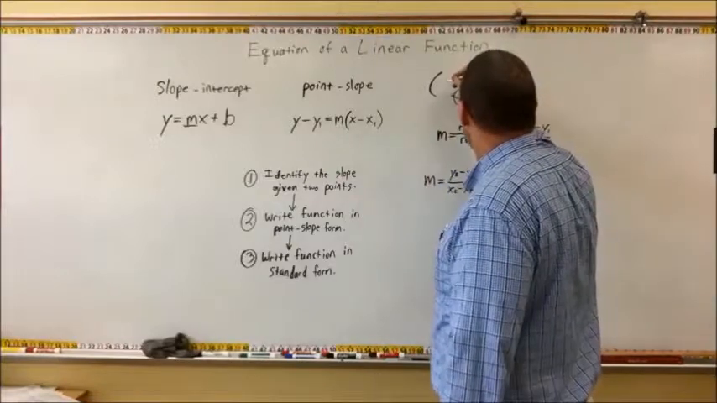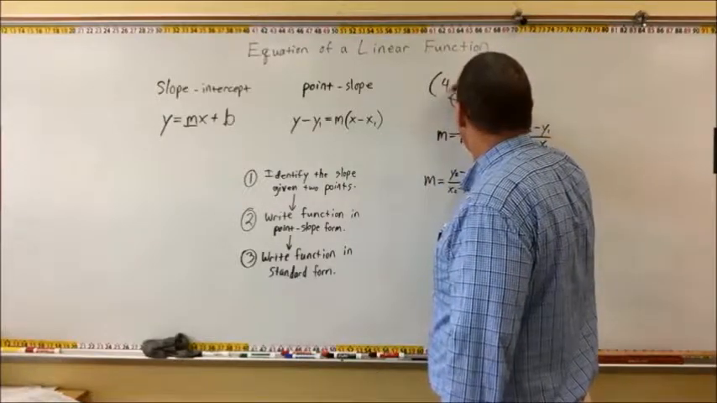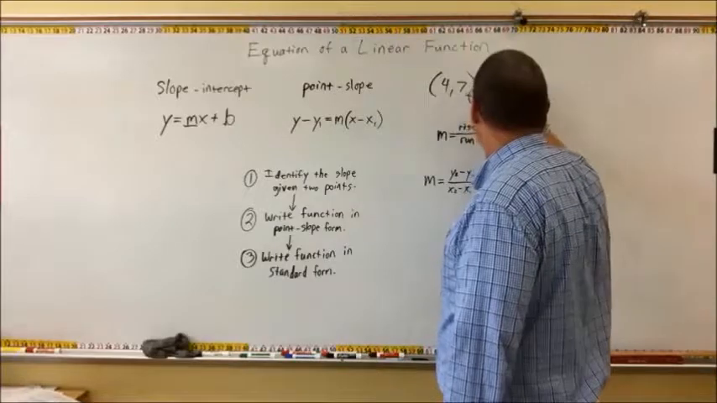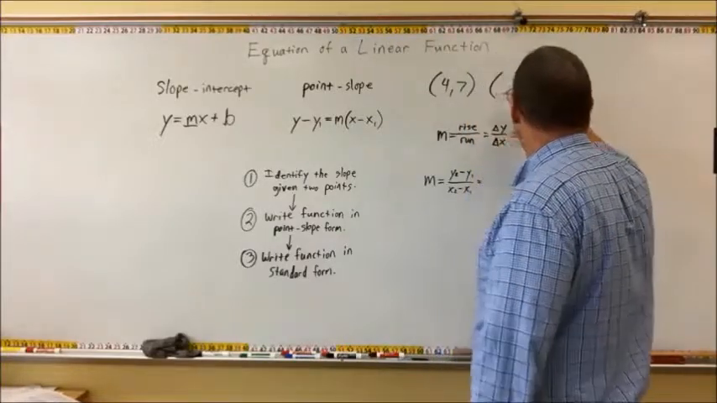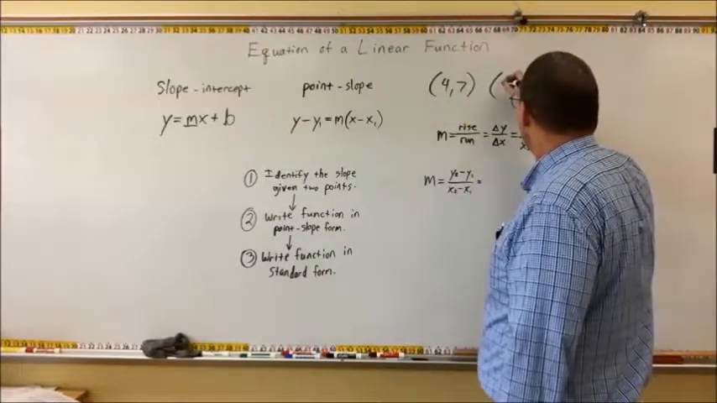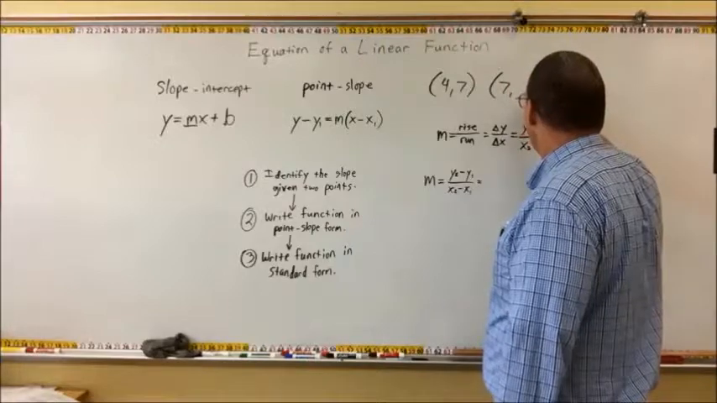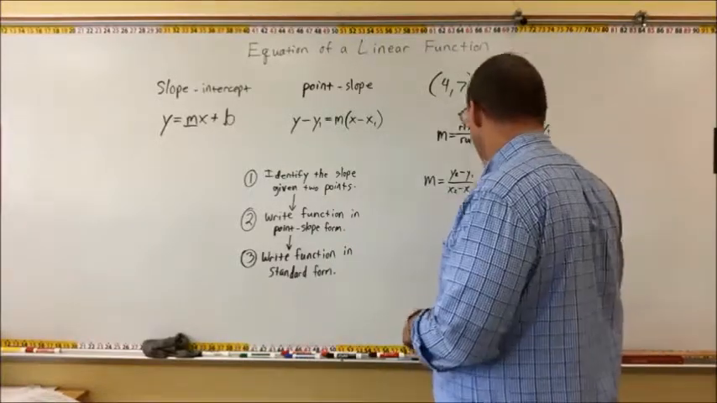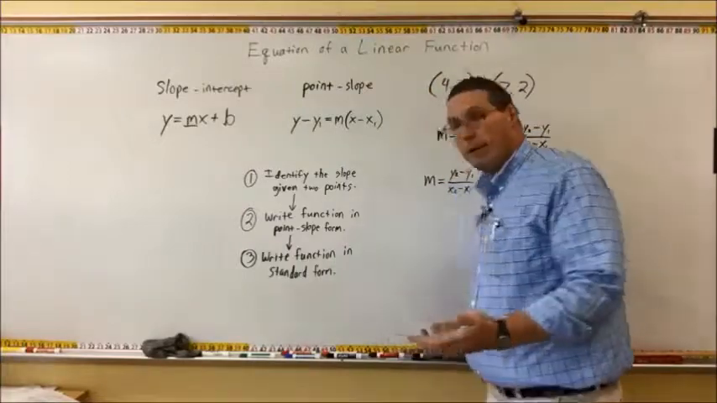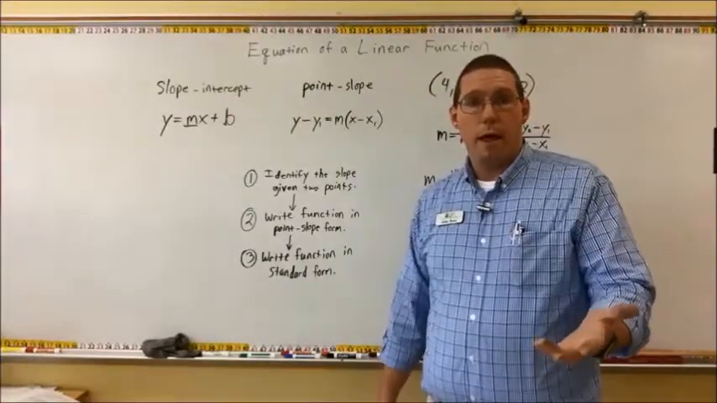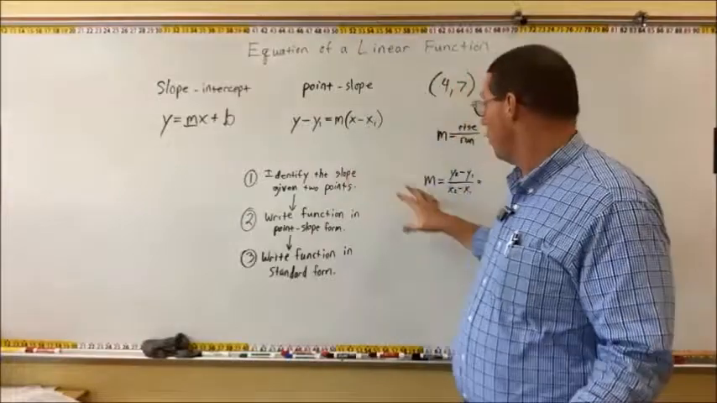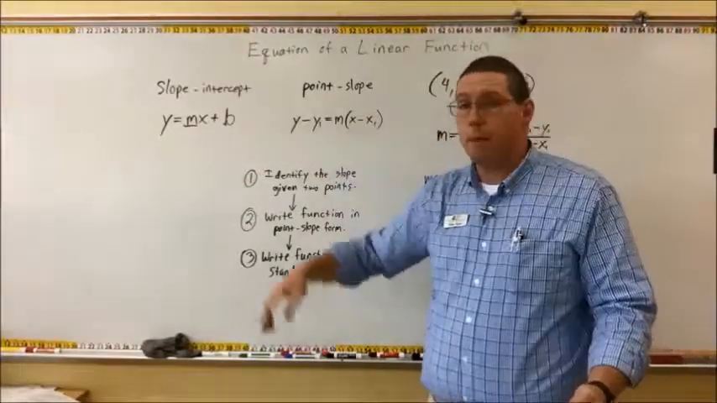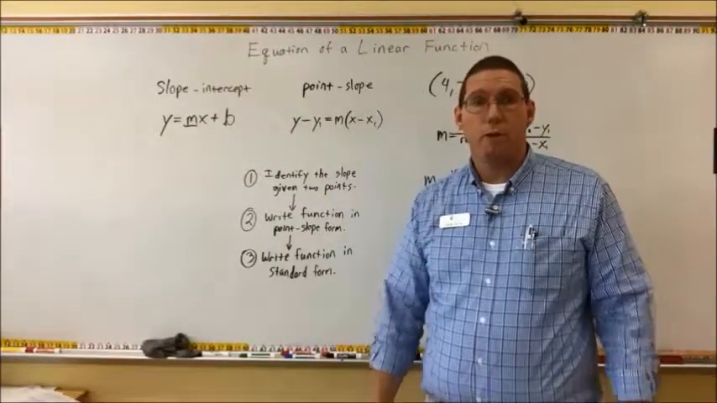Let's say we've got the points 4, 7, and the point 7, 2. Okay? Here's our 2 points. Go ahead and pause the video and try to do the whole thing. Identify the slope, point-slope form, slope-intercept form. Go ahead and try that.